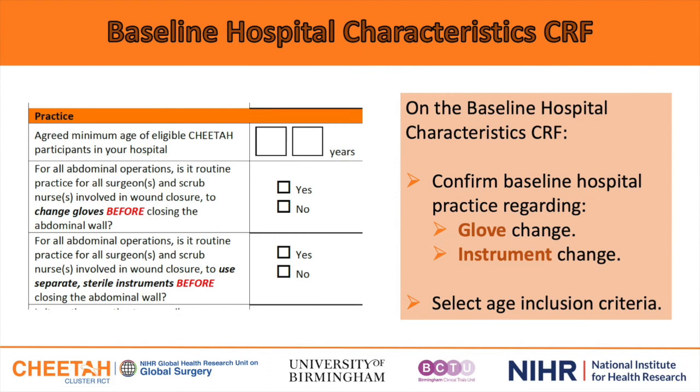There's a further section of the baseline hospital characteristics form which asks you to confirm what your hospital's current practice is regarding both glove change and instrument change immediately prior to closure of the abdominal fascia in clean, contaminated and dirty procedures. Finally, you will also need to think about whether you plan to include children in the CHEETAH trial and therefore what the minimum age for participants in the CHEETAH trial will be.